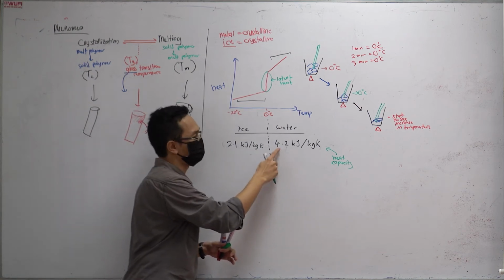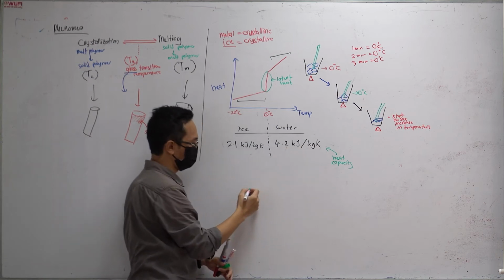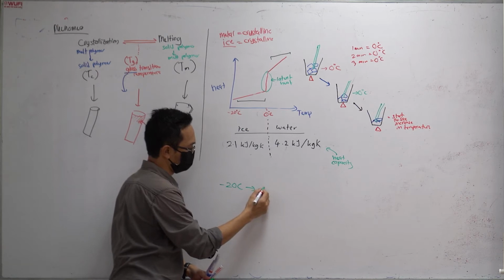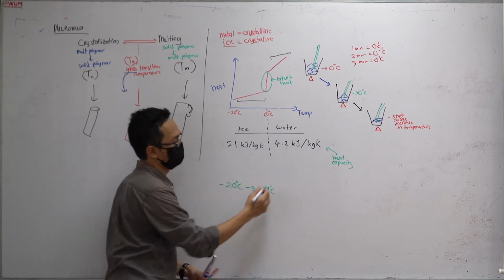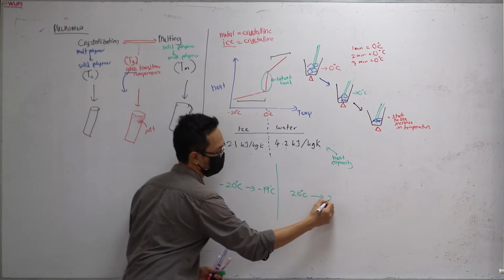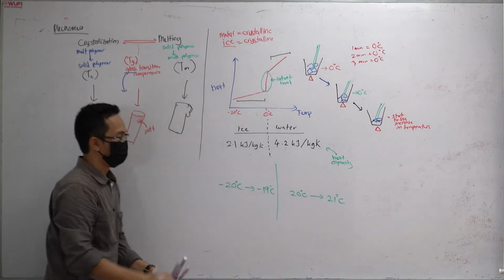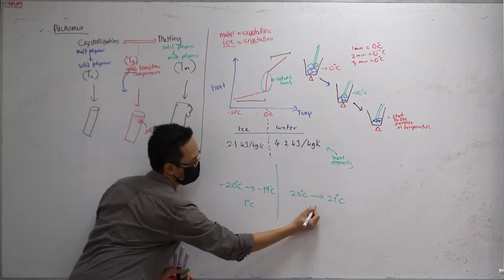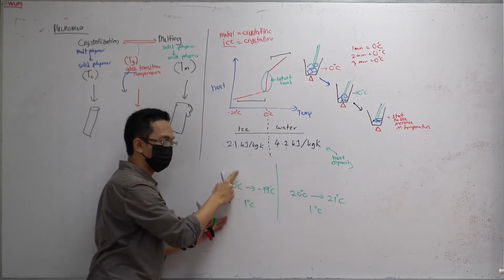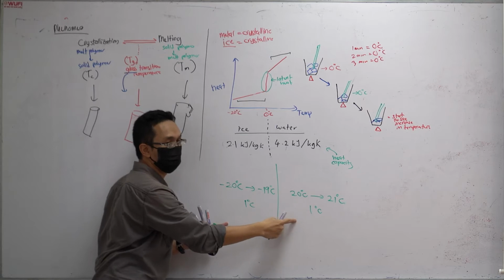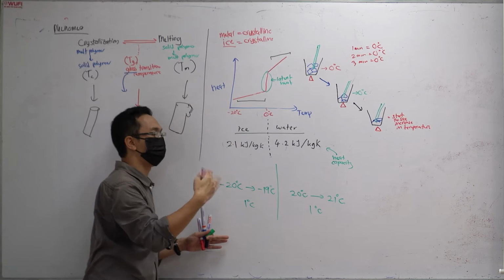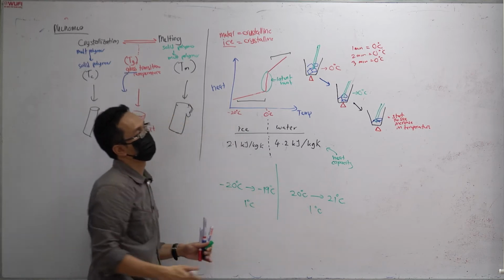For example, let's say you have negative 20 Celsius to negative 19 Celsius. So this is for the ice, and for the water, let's say from 20 Celsius to 21 Celsius. So this is for the water. You see the difference is 1 Celsius. Because this requires more energy than that, it takes twice as long. It's slower because it requires more energy to raise 1 Celsius. So that's the thing.